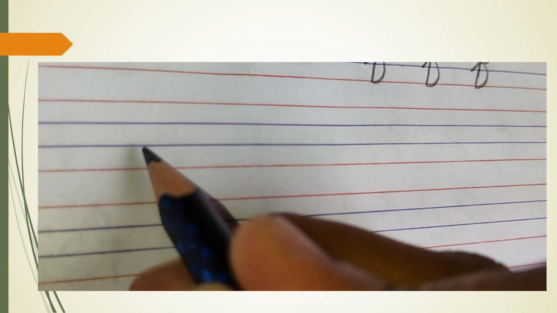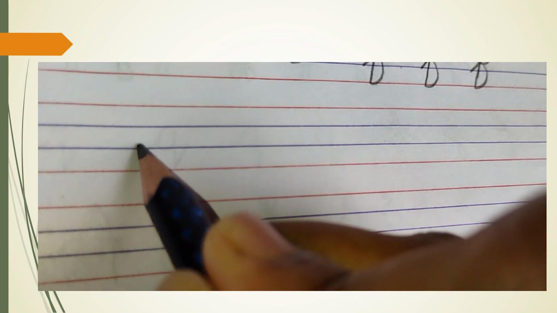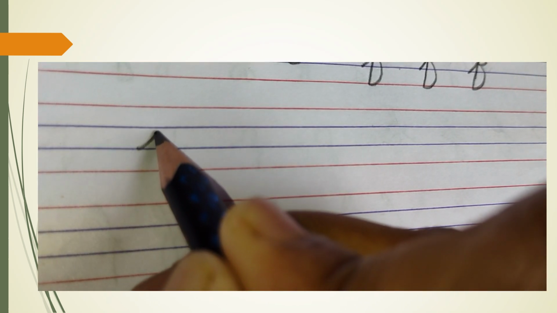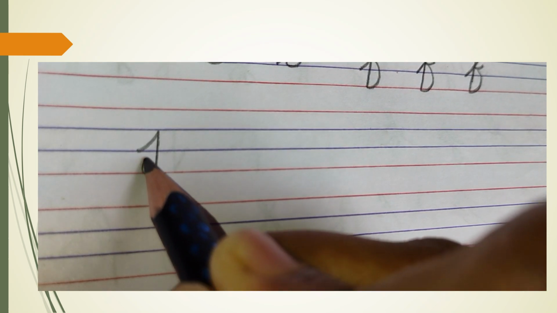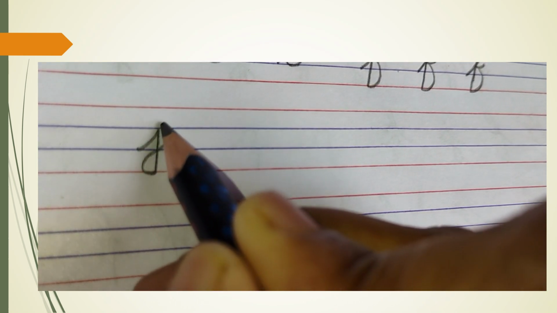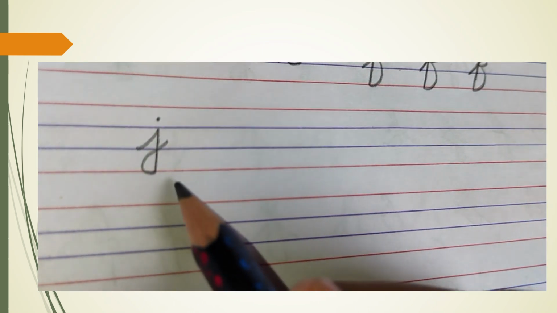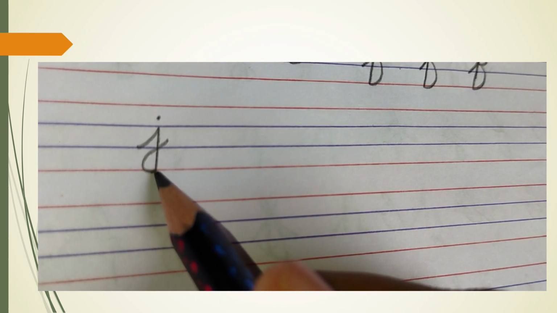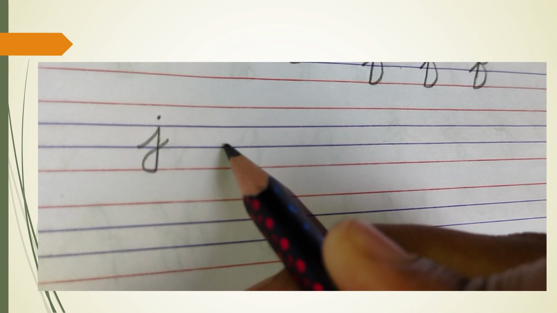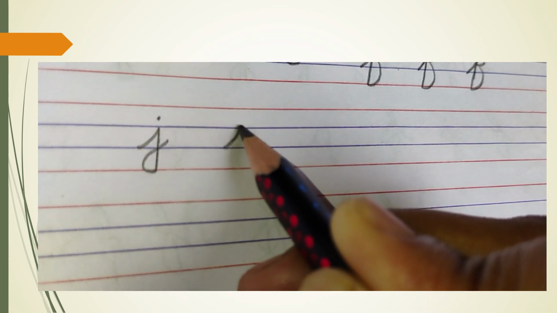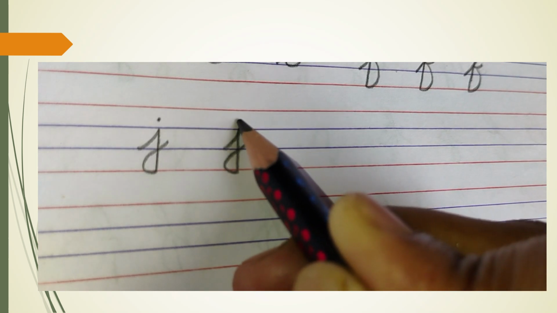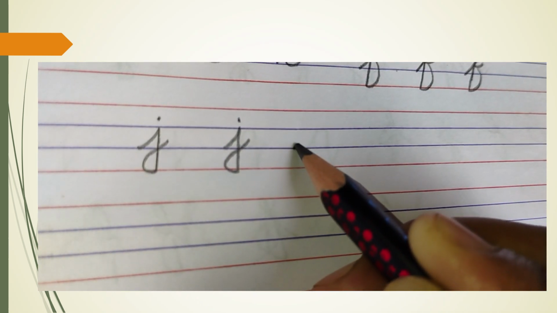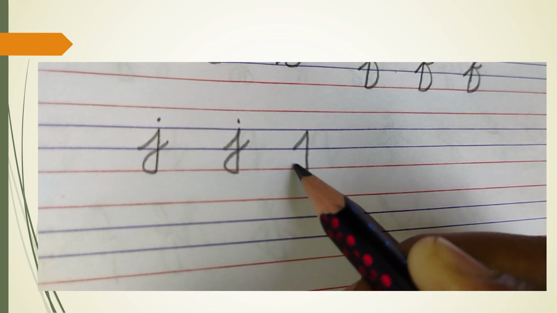Now letter J. Put a curve and come down, one loop and here a dot. How we used to put a loop in the letter G, same way. Start with third line. Start with third, touch to second line, come down and loop. If you practice, it becomes so easy.